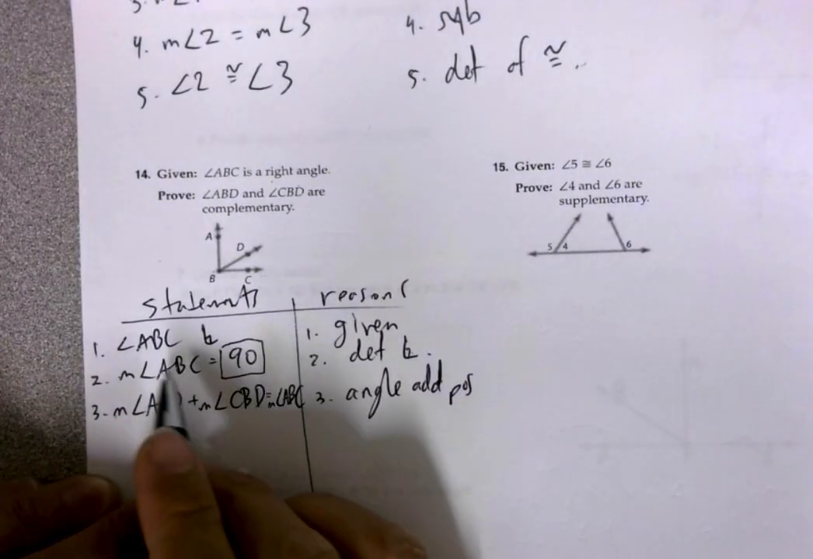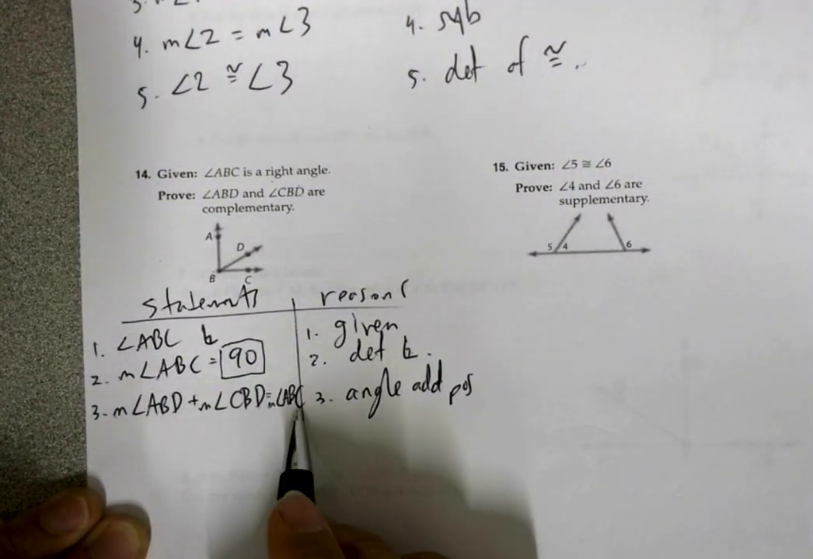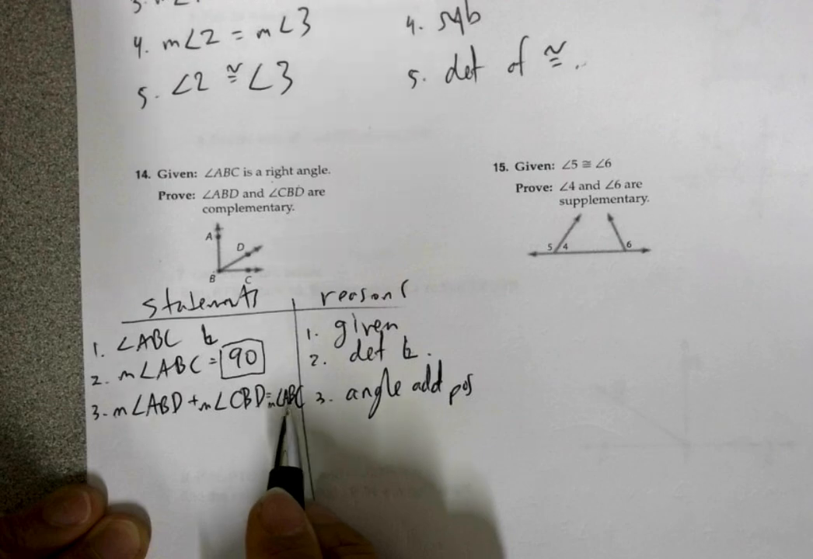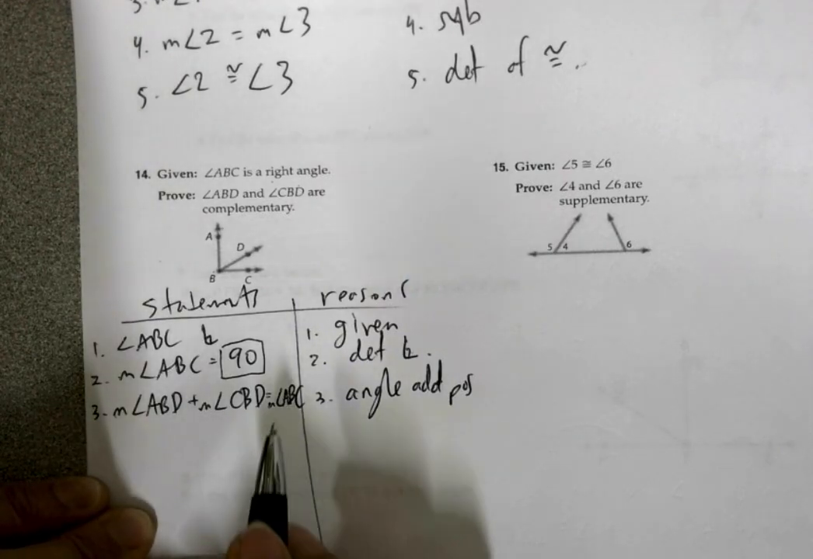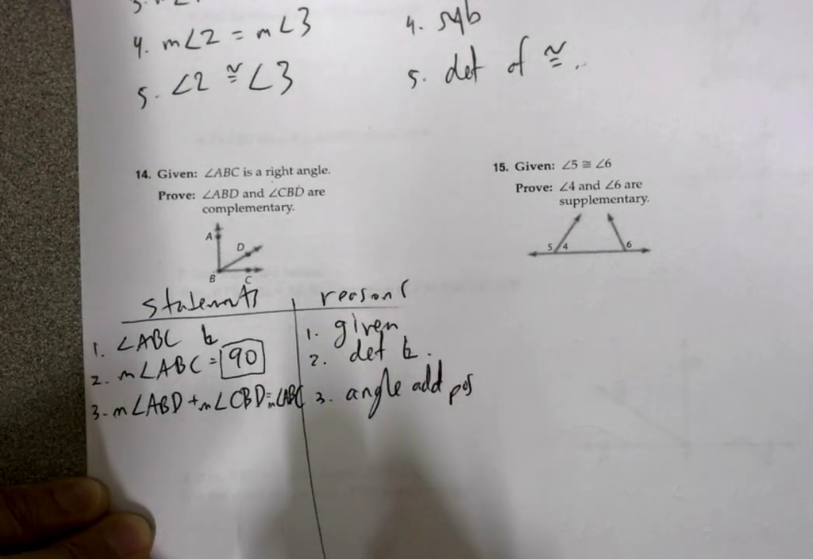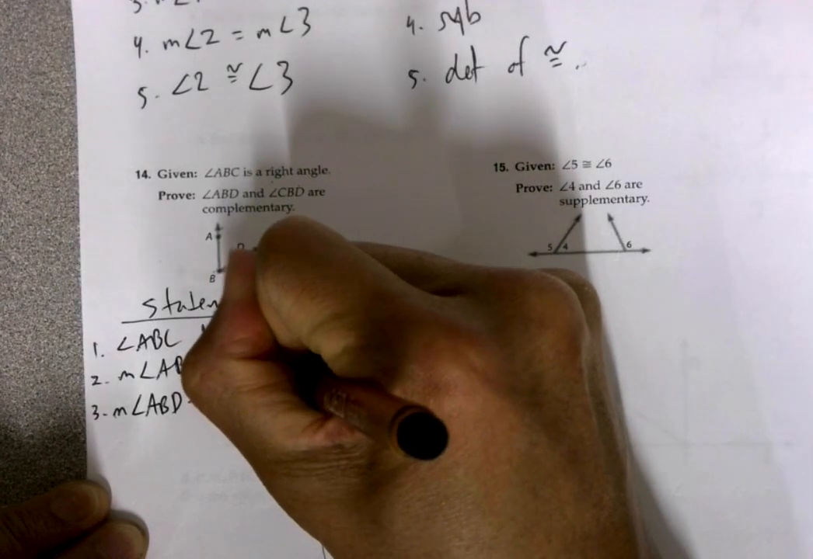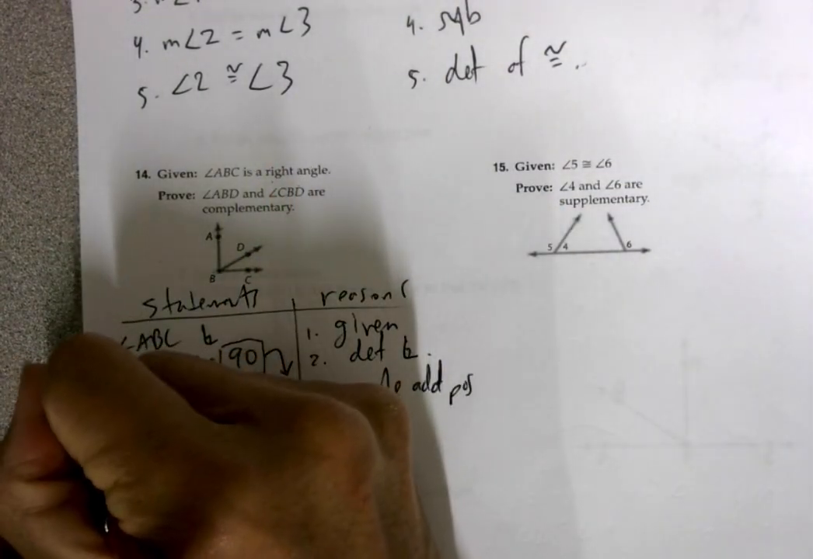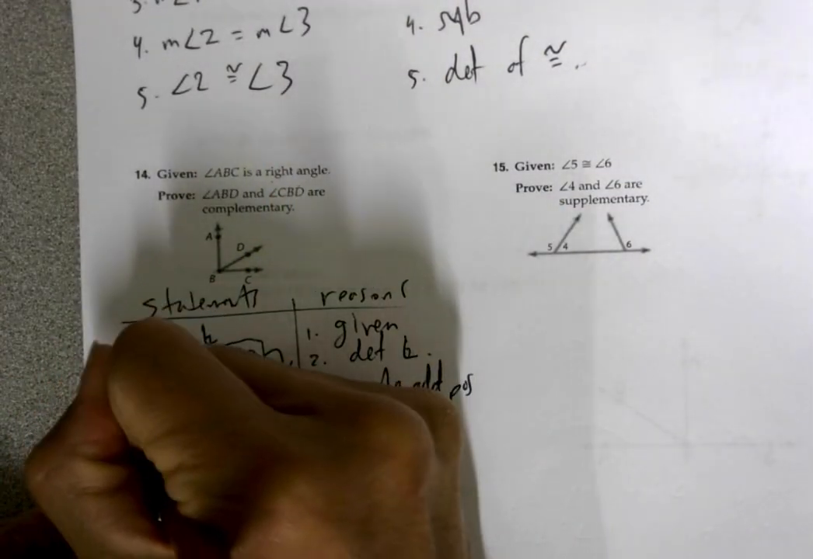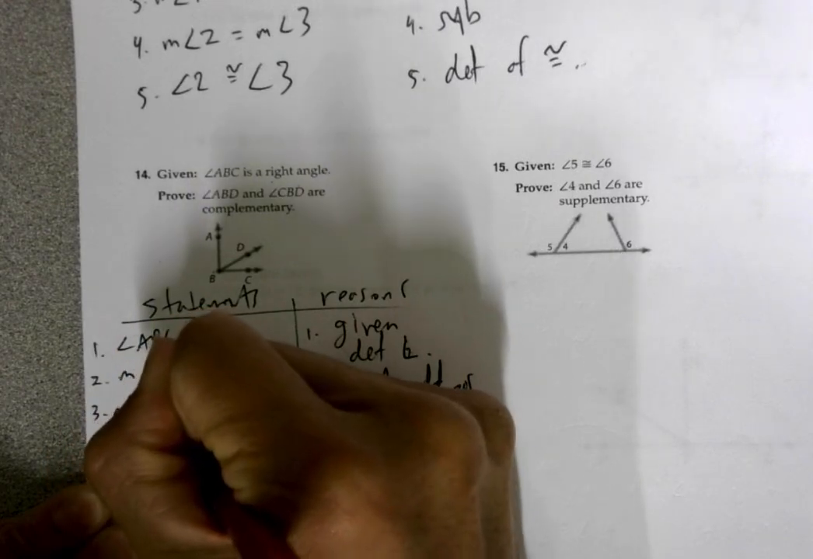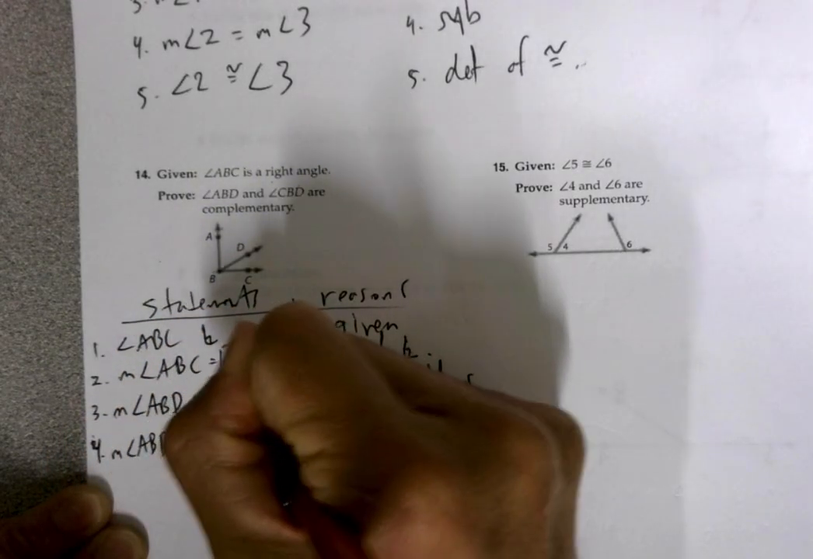Okay, so where do I see ABC here in this second equation? Well, it's hard to see because my handwriting got squished and everything, but there is a measure angle ABC. So I'm going to take that 90 and substitute it right in there. So step 4 is measure angle ABD plus measure angle CBD is equal to 90.